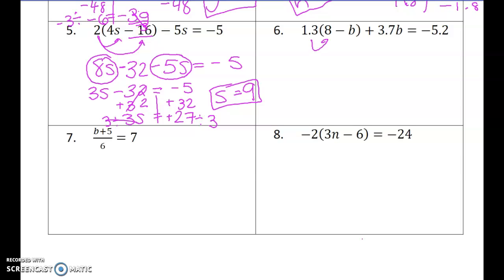Alright, number 6, same steps. So I'm going to distribute first. Alright, so first I'm going to do 1.3 times 8. So I'm going to put that in my calculator fast. So I'm going to do 1.3 times 8. That's going to be 10.4.